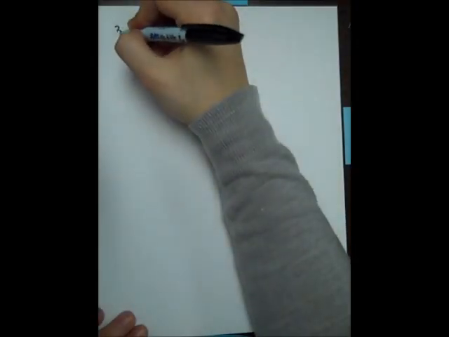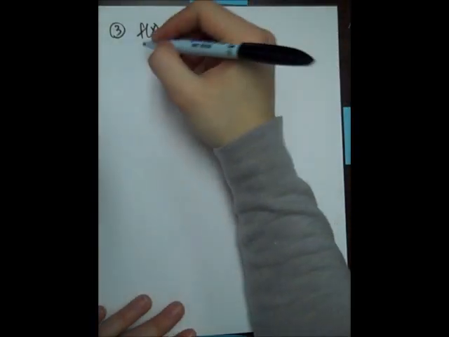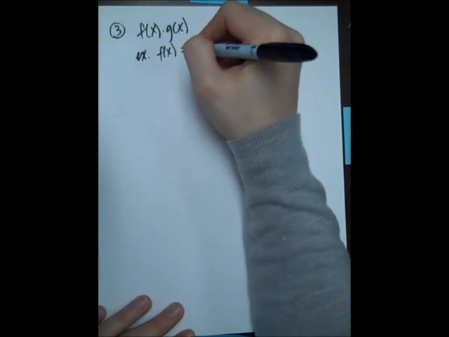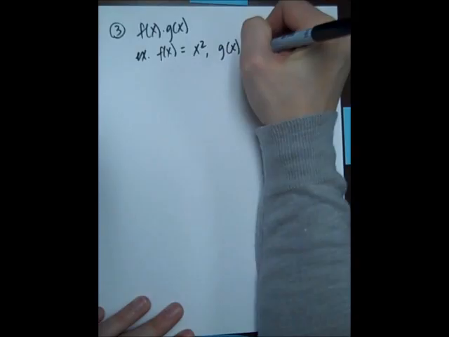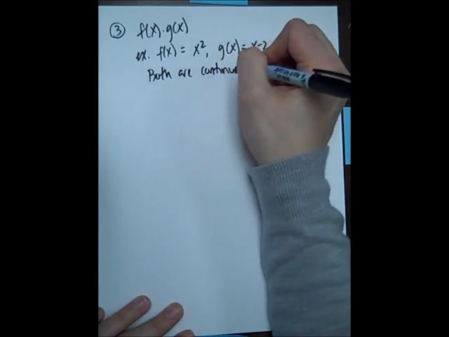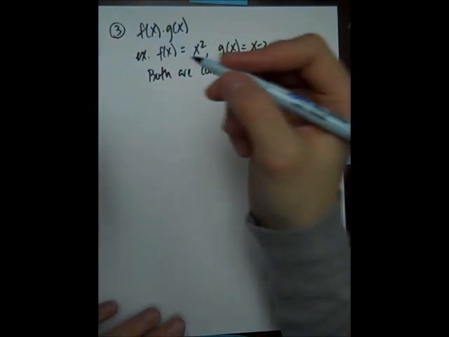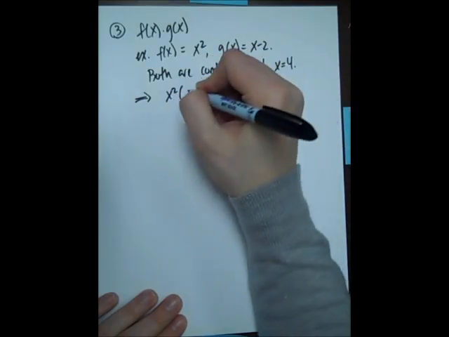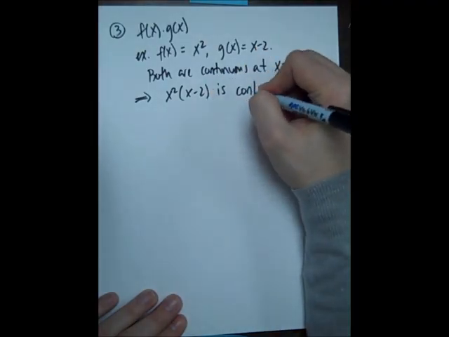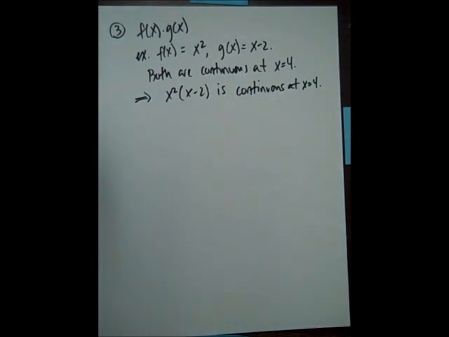Okay. Third law is that f of x times g of x is continuous. So if I have two functions that are continuous at a point, I can multiply them together and get another function that's continuous. So for example, let's take f of x as x squared, and let's take g of x to be x minus 2. Both are continuous at x equals, let's say, 4. We can graph those and see those are both continuous at x equals 4. Therefore, x squared times x minus 2 is continuous at x equals 4.